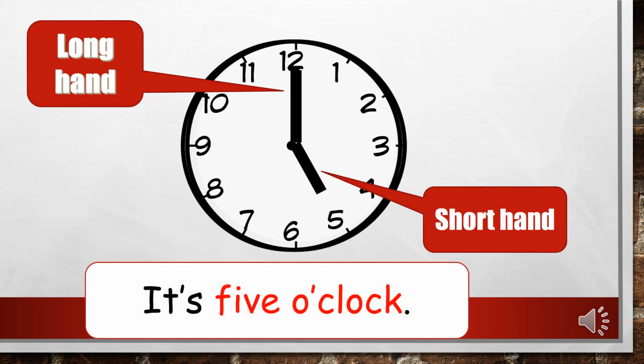This is an analog clock. It has 2 hands, which are the short hand and the long hand. The short hand shows the hour. Meanwhile, the long hand shows the minutes. The short hand is pointing at number 5. The long hand is pointing at 12. So, what time is it, children? Yes, it's 5 o'clock.